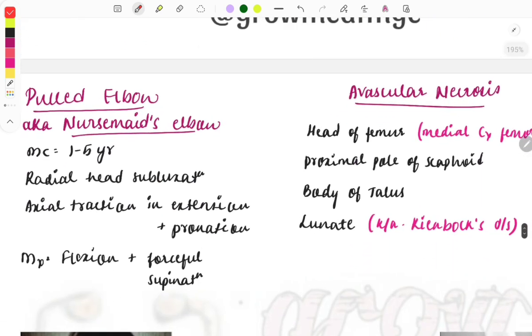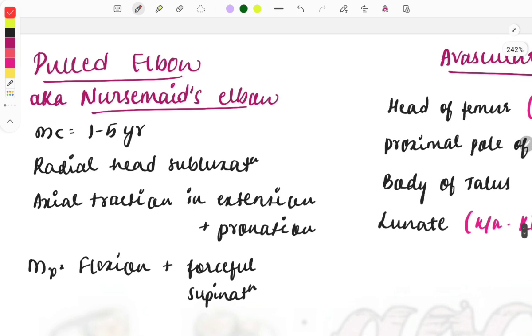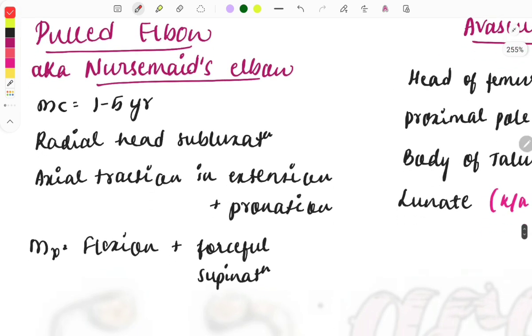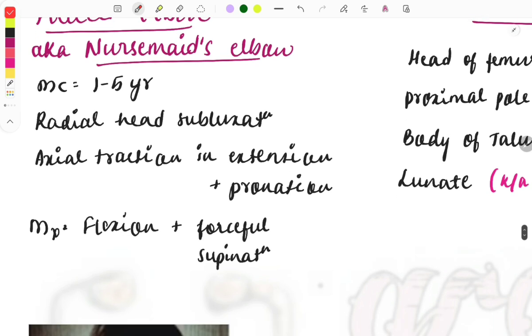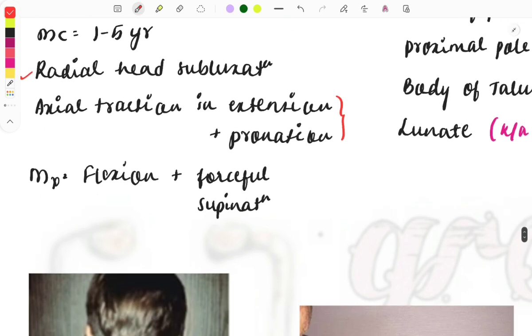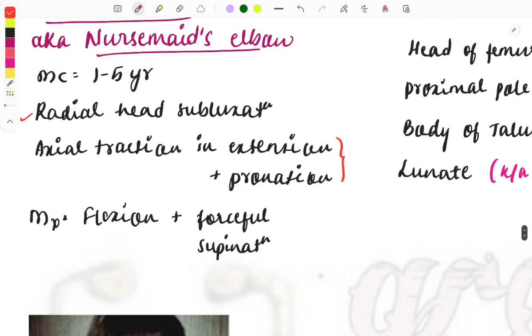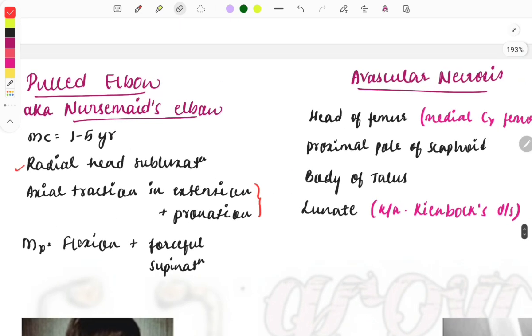Then let's look at another very important topic, that is the pulled elbow, which is also called the nursemaid elbow. So this is most commonly seen in the age group 1 to 5 years, young children. What happens in this is there's a radial head subluxation, and there is axial traction in extension and pronation phase. So the hand will be in extension and pronation, and for the management we will be using flexion and forceful supination. Okay. So this was about the pulled elbow.